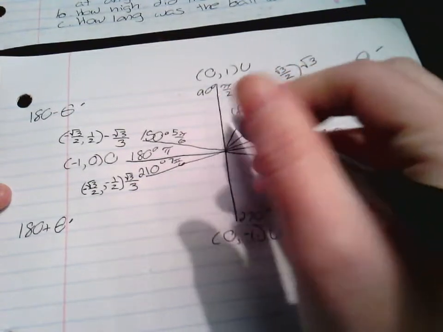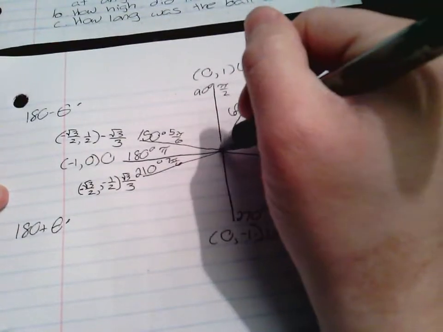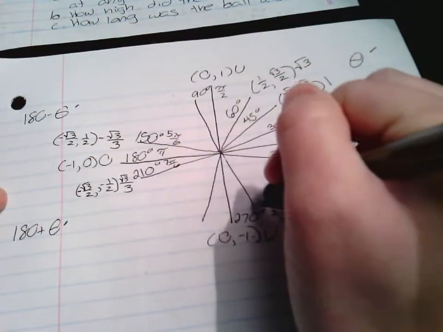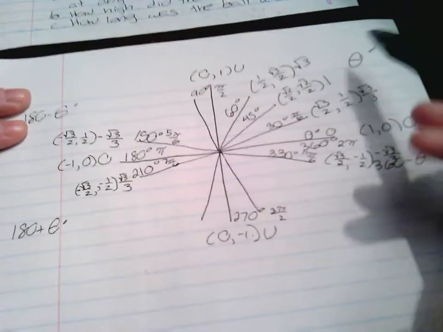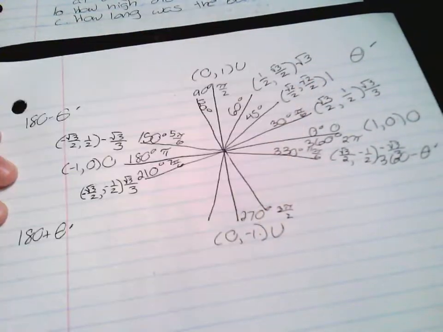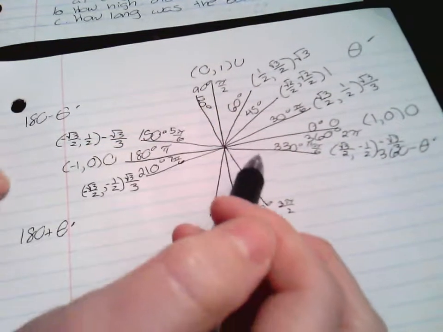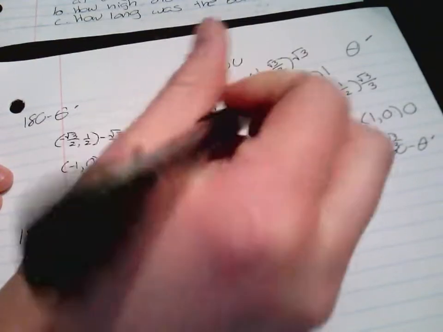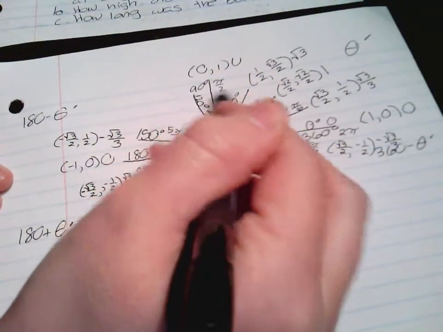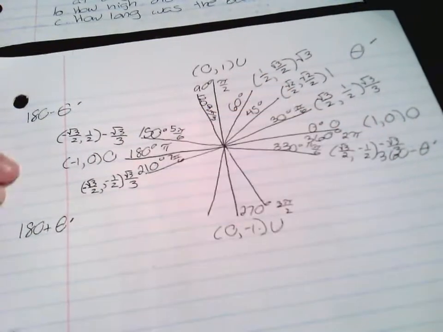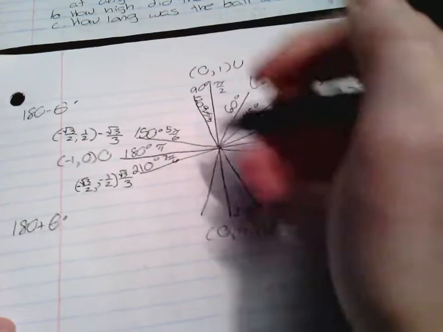Okay, 60. Okay, 180 minus 60 is 120. Okay, all the 60s are going to be something pi over 3. This should be a little bit more symmetric. So all the 60s is going to be something pi over 3. Okay, do the same thing as 30. 120 divided by 60 is 2. Okay, 180 plus 60 is 240.